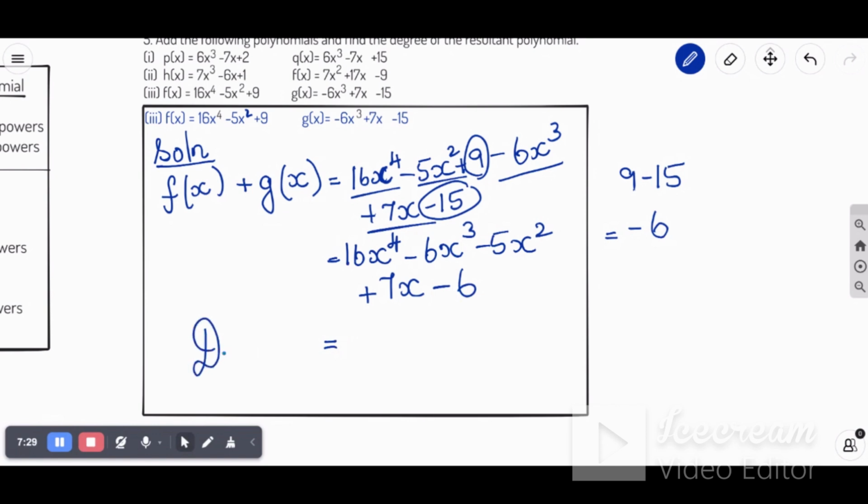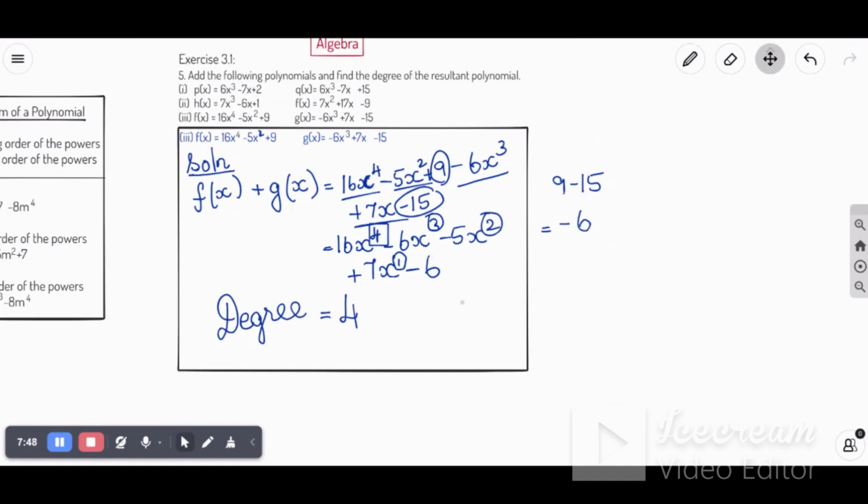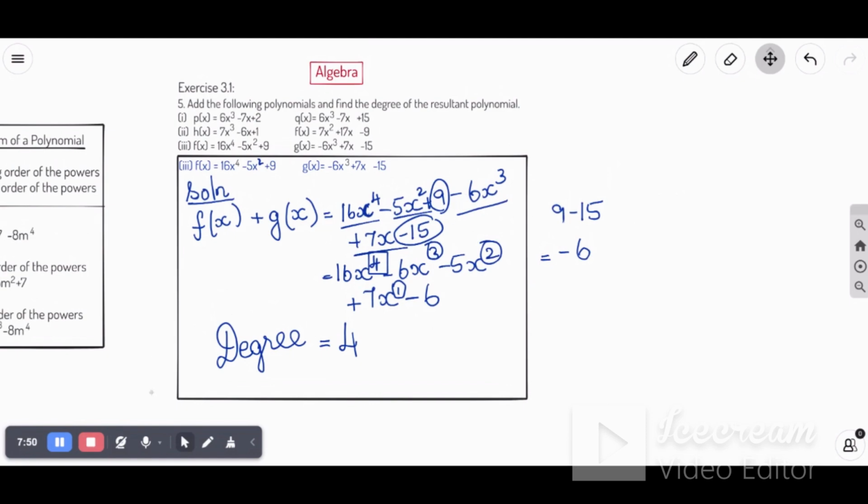You have to find your degree. Don't forget the question. You have to find your degree also. Degree means the highest power. So which is the highest power here? We have got 1, 2, 3 and 4. So 4 is the highest. So the degree of the resultant polynomial is 4. If you understood this question, I'll give a clear note in the next slide. Just keep on adding. Okay. Thank you.